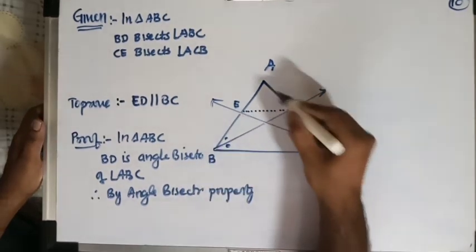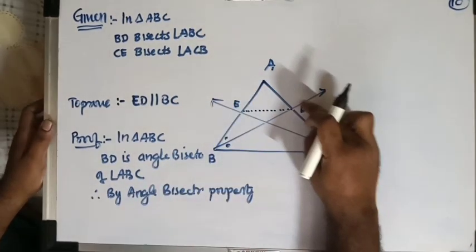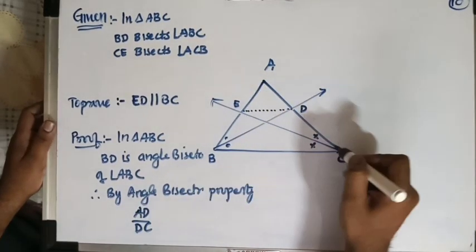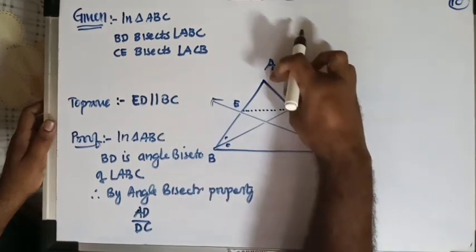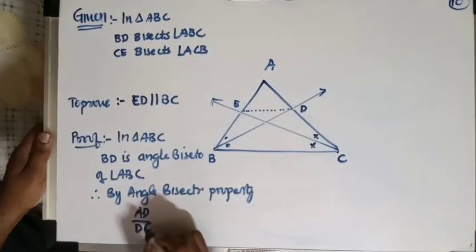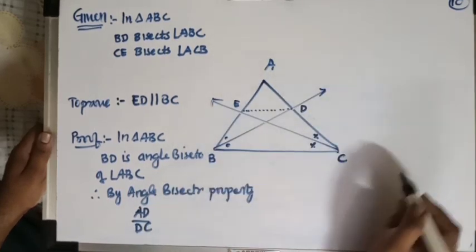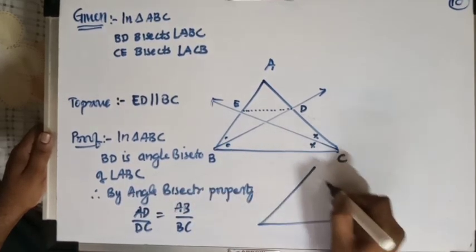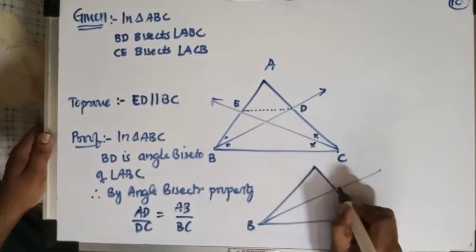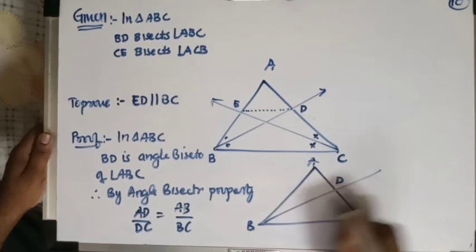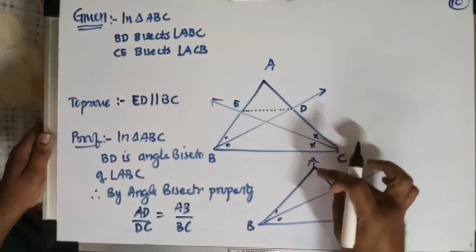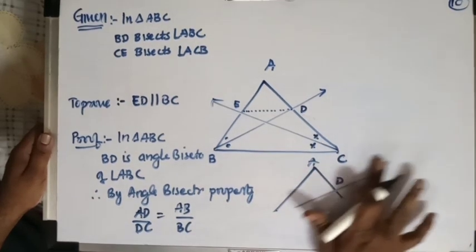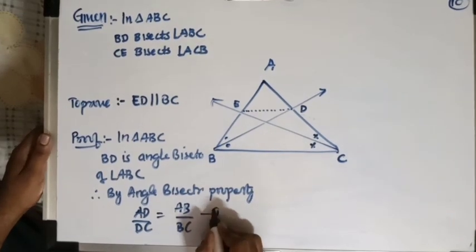It says that the angle bisector divides the opposite side. So BD is the angle bisector, so it will divide the opposite side, meaning AC at D. The angle bisector divides the opposite side in the ratio of the remaining two sides. So AD upon DC will be equals to, what are the remaining two sides? AB upon BC. Okay children, see it's like this. So this is B, this is D. So BD is angle bisector. According to angle bisector property, AD upon DC will be equal to AB upon BC. That is what I have written. So I give this as number 1.